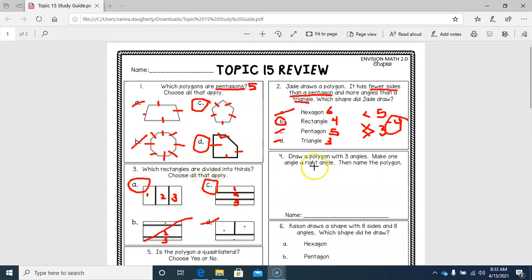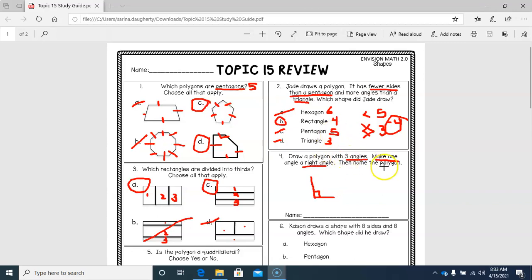All right, number 4, draw a polygon with 3 angles. Make one angle a right angle. Remember, the right angle is the square one where the sides touch and go straight up and down. Then name the polygon. So I know there needs to be a right angle. So I'm going to make these 2 sides as straight as I can to make a right angle.